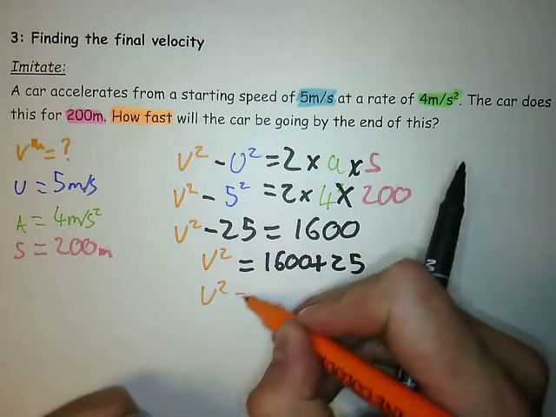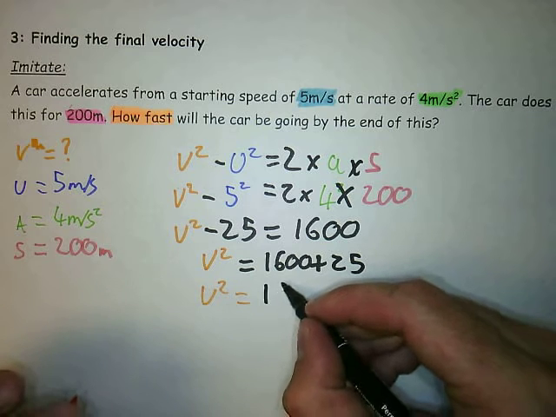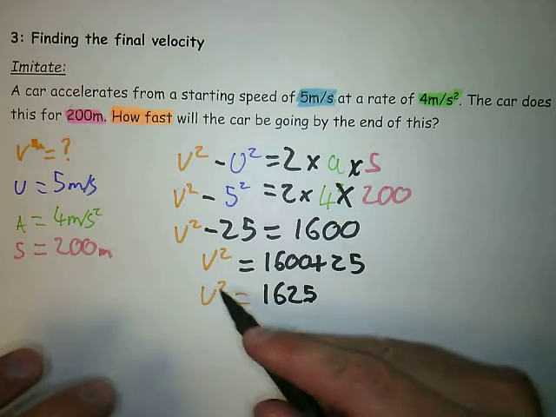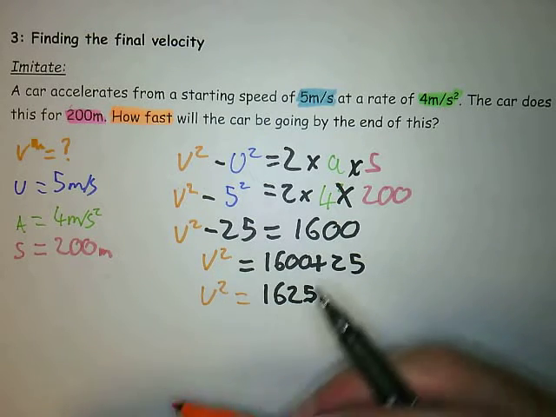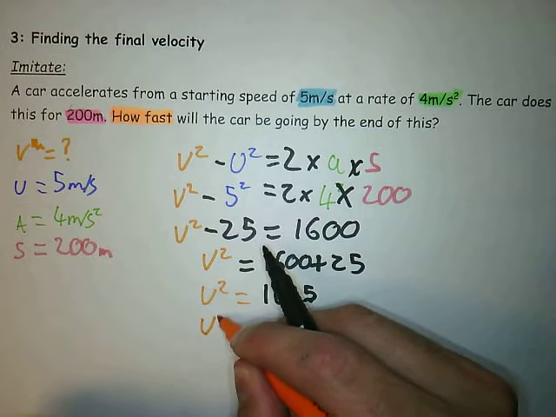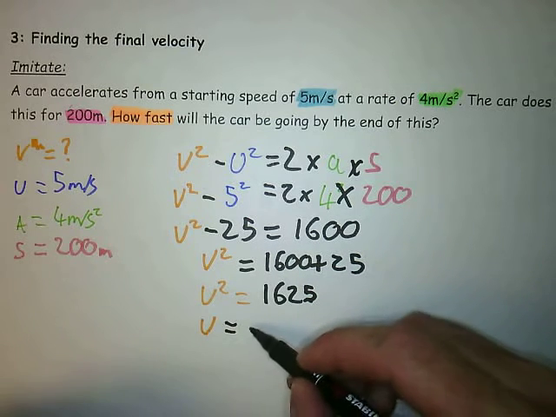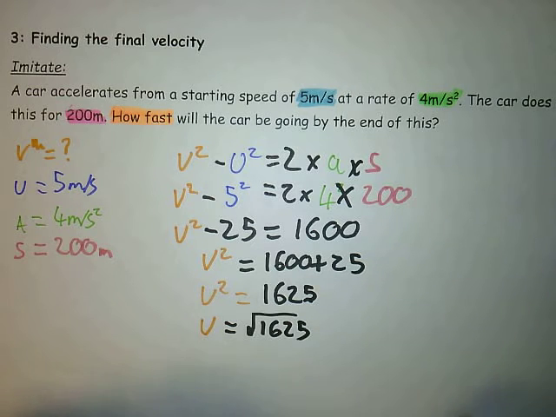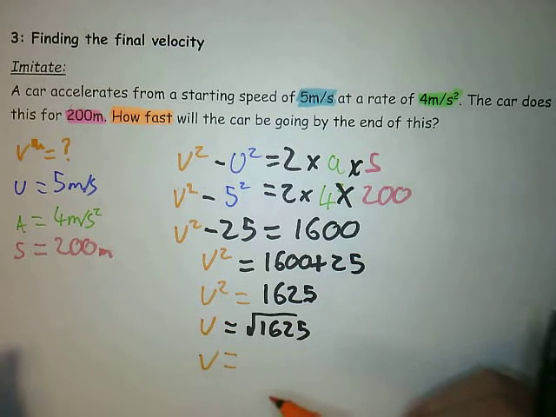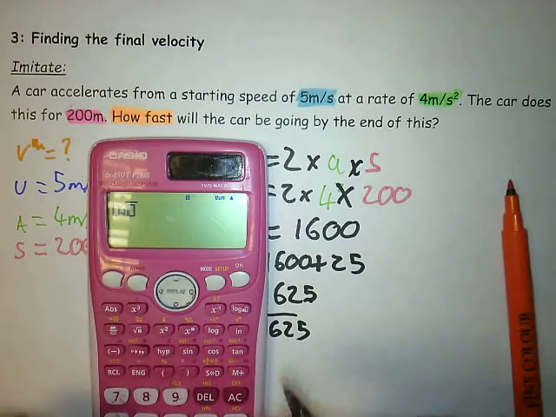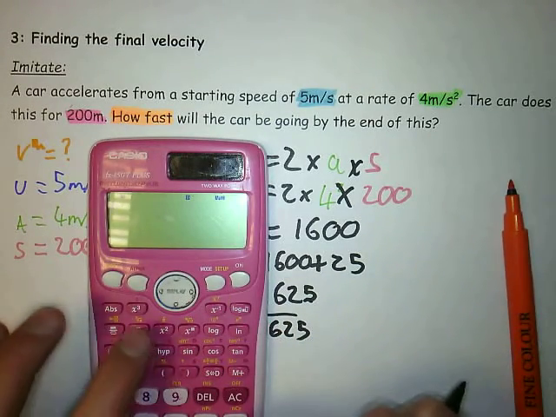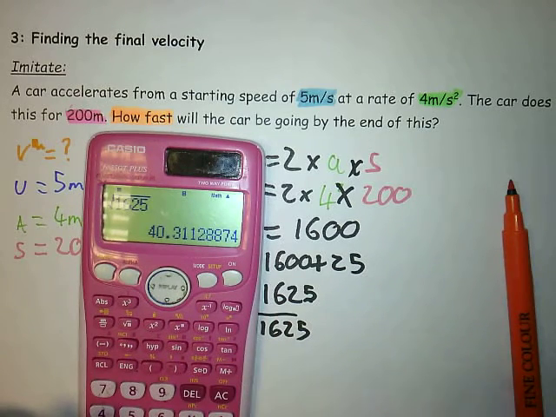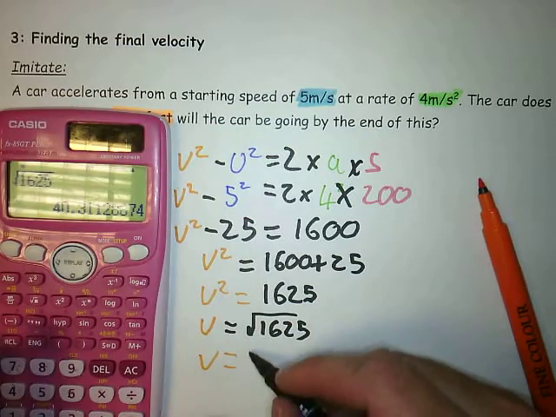So v squared equals 1,625. Now I've still got a bit of a problem though, because we've got v squared and we don't want it to be squared. So to find that, we need to square root the answer we've got, so that v equals the square root of 1,625, which is 40.3.